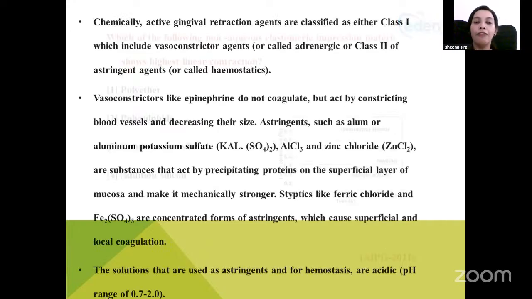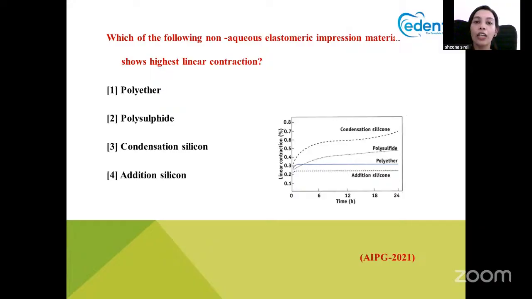The next question, which of the following non-aqueous elastomeric impression materials shows the highest linear contraction? You can see in that image, the graph showing the linear contraction with respect to time. Here, the condensation silicone and also the polysulfide show larger linear contraction. That is, they have the tendency to shrink faster, because we know that in the condensation silicone and polysulfide reaction, byproducts are formed, like alcohol, as well as water.